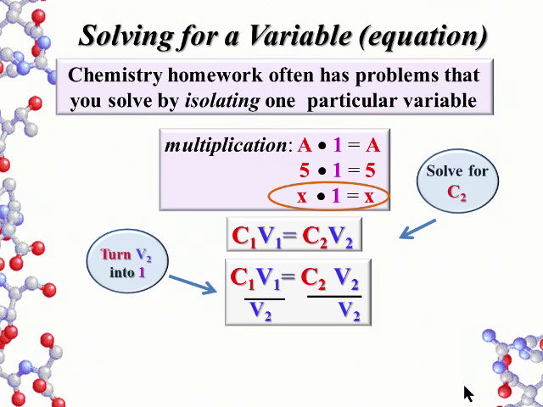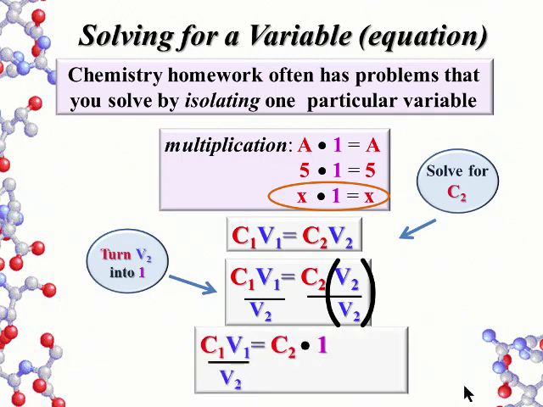As we've seen before, anything divided by itself is equal to 1. So, C2 times 1 is C2. Therefore, C1 times V1 divided by V2 is equal to C2. The real homework problem will include numerical values for each of the variables on the left-hand side of the equation.